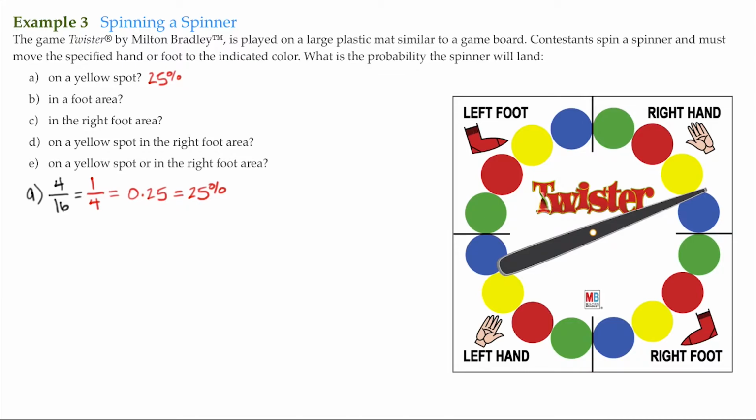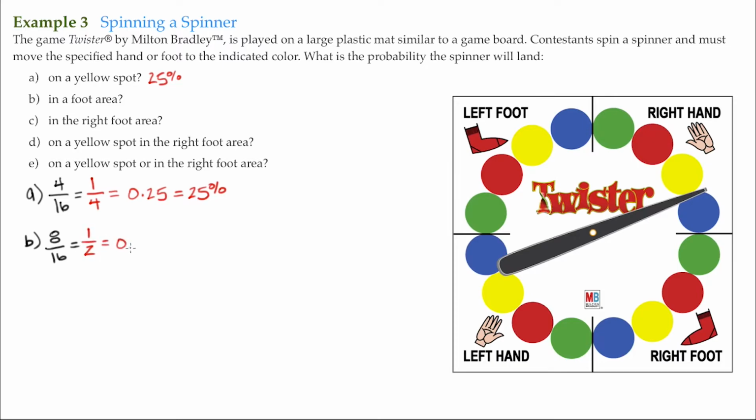For B, it says what is the probability the spinner will land in a foot area? So we'll put B right here. And just through casual observance, we could see we have these quadrants that they're broken up into, and one quadrant up here is the left foot, and down here is the right foot. So just through casual observance, we could see that it's 1/2. But if we do it by the outcomes here, we could see there's 1, 2, 3, 4, 5, 6, 7, 8. So we can say that it's 8 out of 16. But again, through casual observance, we can see that that's 1/2.